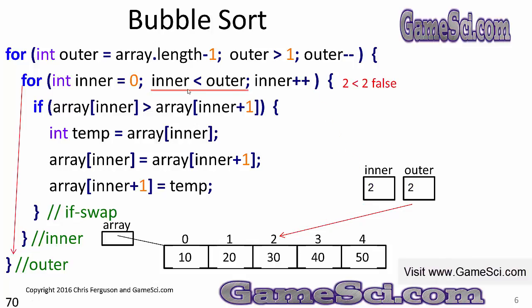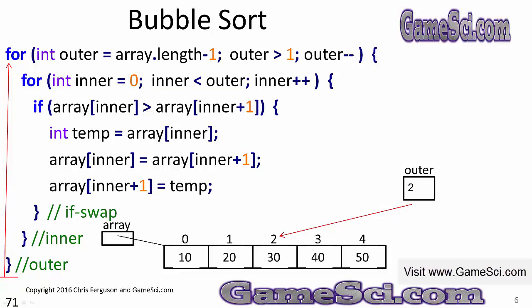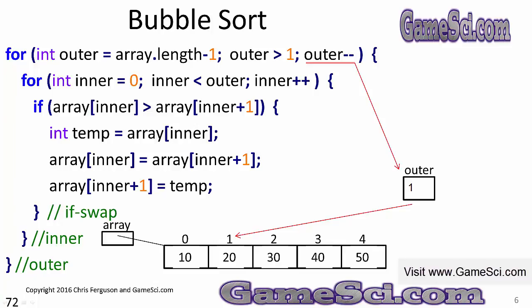Inner less than outer. 2 less than 2 is clearly a false statement. As a false statement, we will exit the for loop. When we exit the inner for loop, we'll reach the outer for loop. When we reach the outer for loop, we'll spin back up and execute outer minus minus. Outer minus minus takes us to 1.